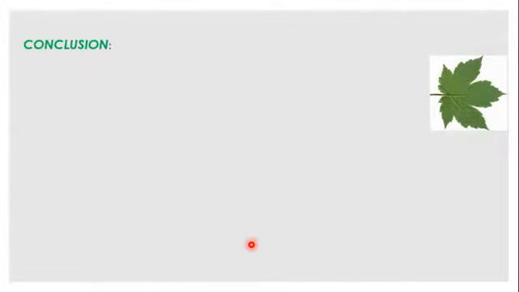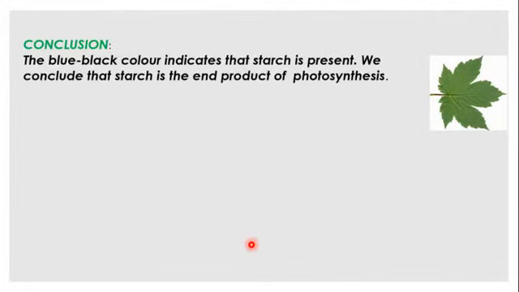Now let's look at the conclusion. Now the blue-black color indicates that starch is present. The conclusion is that starch is the end product of photosynthesis.